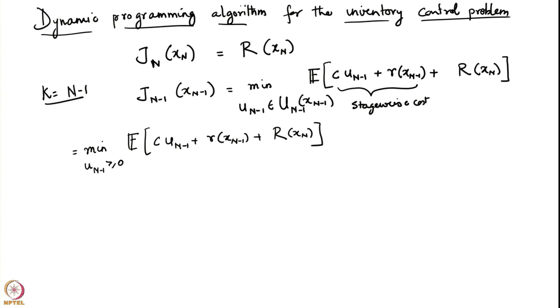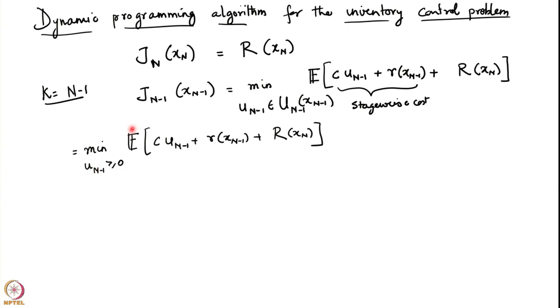All right. So, this is what the expected cost is, and you are trying to minimize this particular expected cost over all u_n greater than or equal to 0. Now, let's think very carefully about each of these terms in the cost. What's a function of u_{n-1} here? Since you have to minimize this whole expression, we need to ask which of these is a function of u_{n-1}.